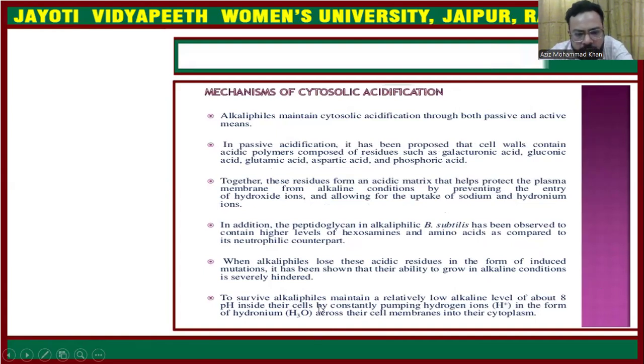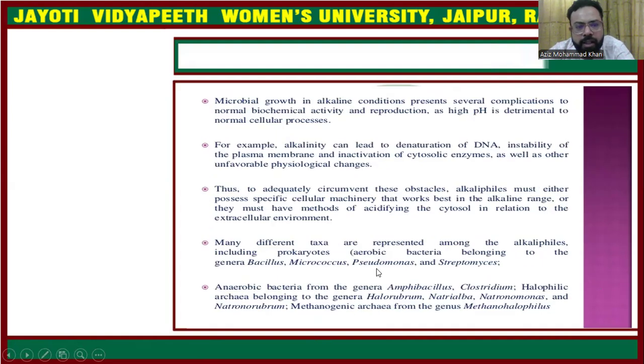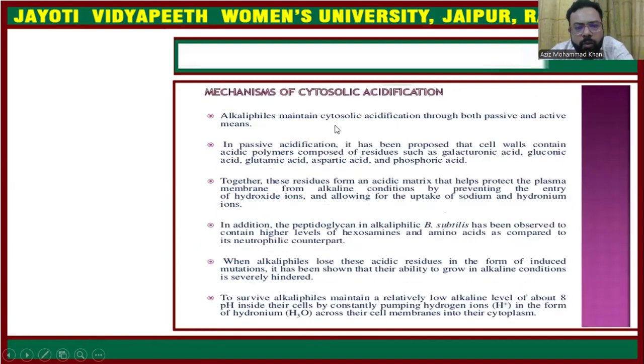Next are some specific group of bacteria, which are methanogenic archaea, including the Halophilus. Now discuss about the mechanism of cytosolic acidification. So acidophiles maintain the cytosolic acidification by both passive and active means. Okay, they go for the molecular adaptation.